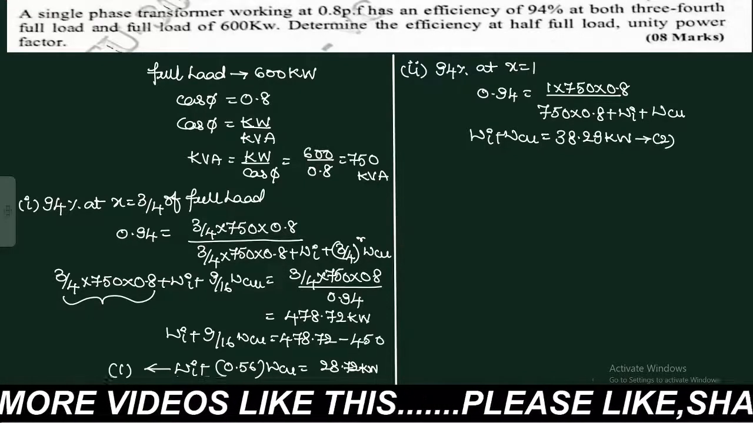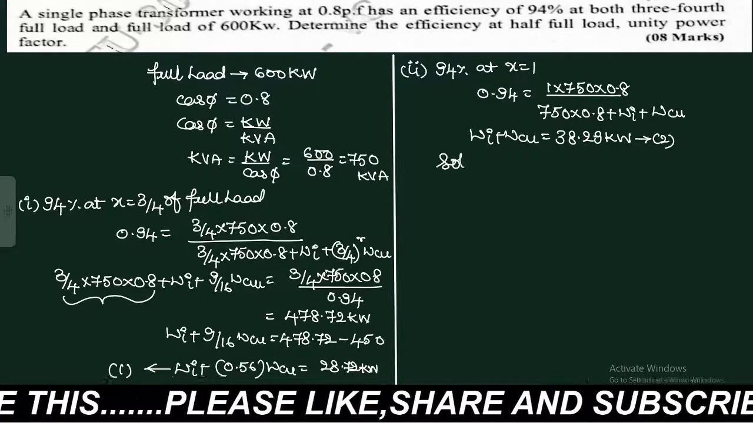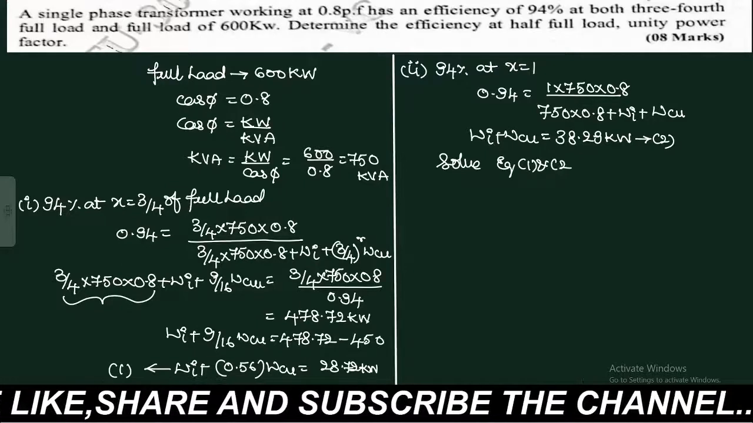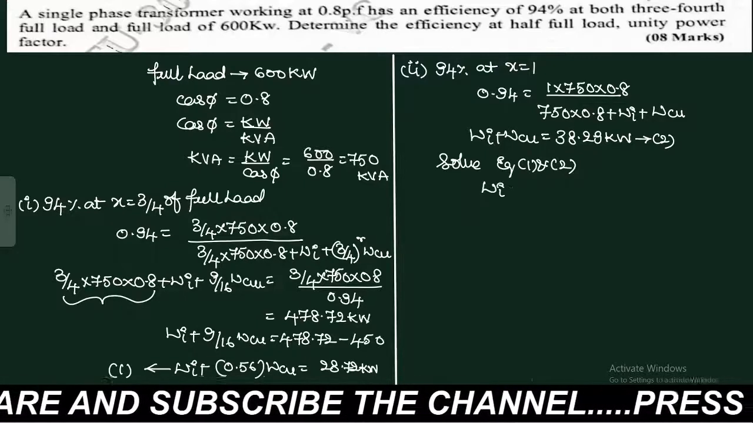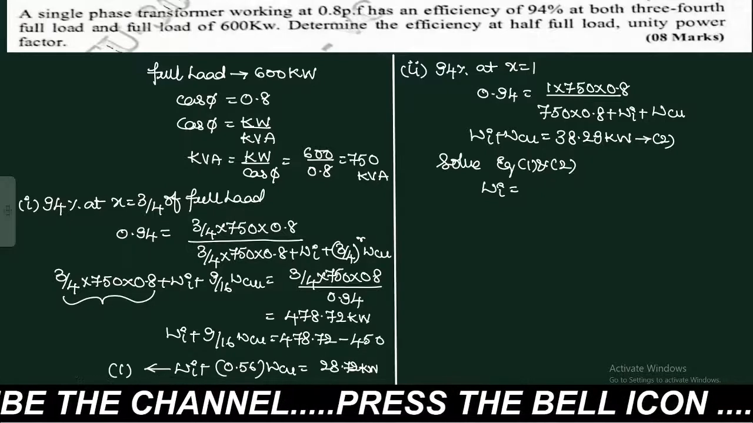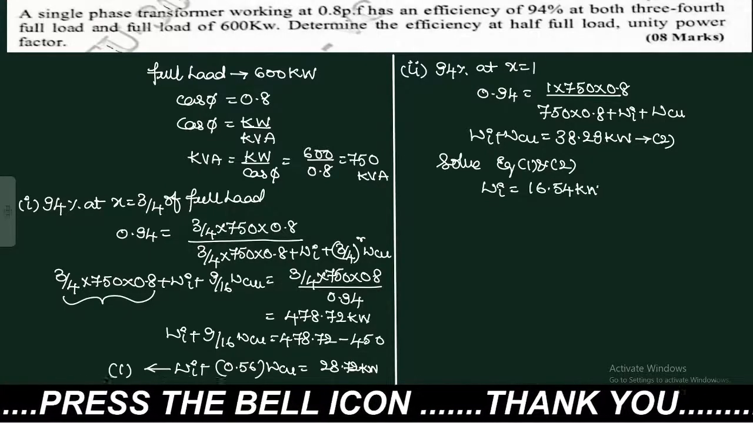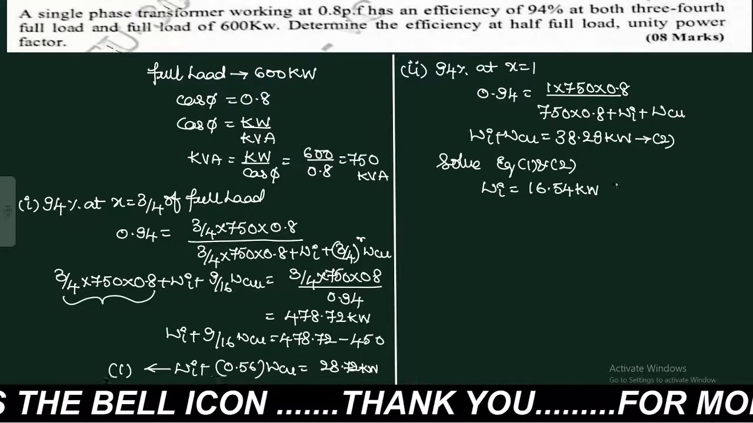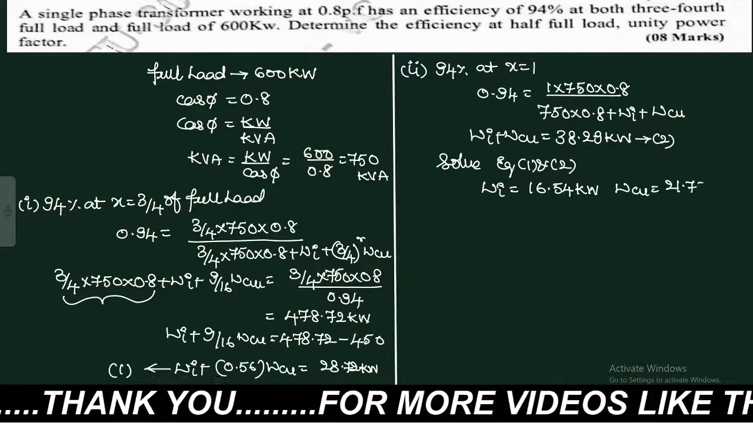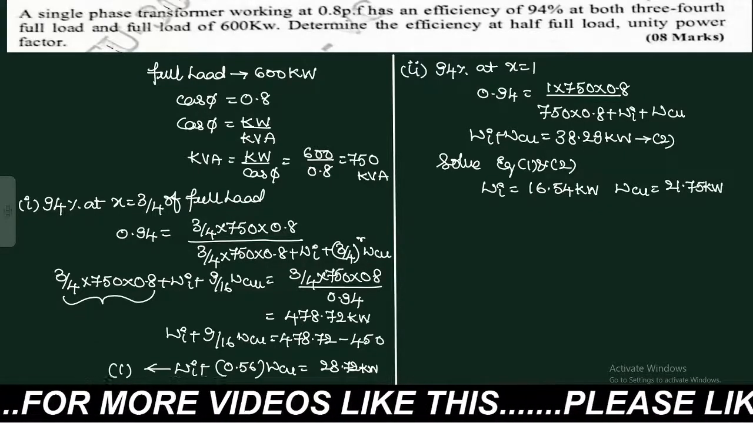Solve equations 1 and 2 for the iron losses and copper losses. Then you are going to get the iron losses approximately as 16.54 kilowatts. Next, the copper losses approximately 21.75 kilowatts. Now we have the copper losses and iron losses separated.